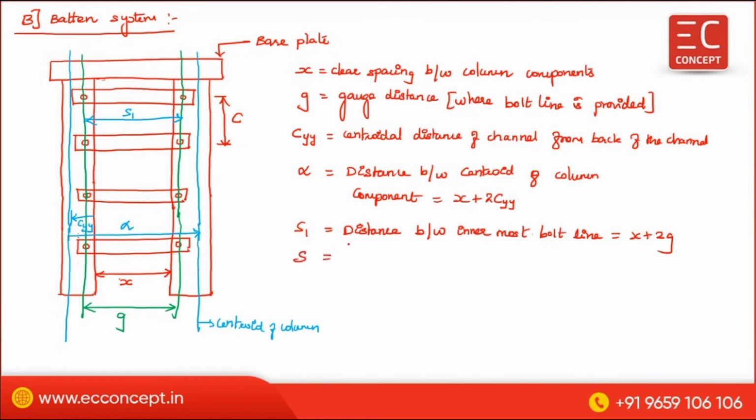Now what is the S? S means, suppose here we used only one bolt. If you use n number of bolts, then you have to take S is equal to distance between center of gravity of bolt group in transverse direction.